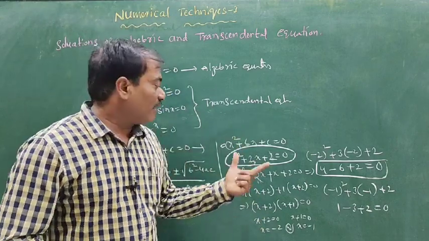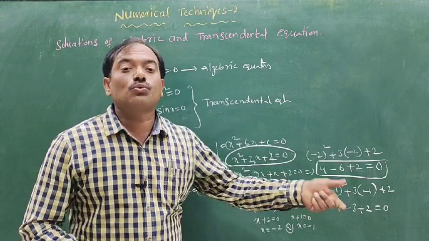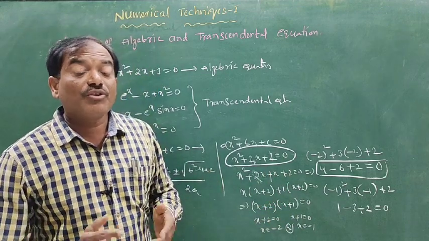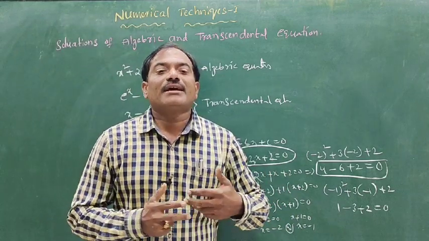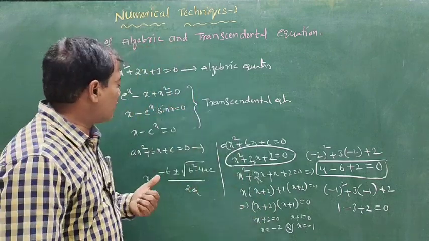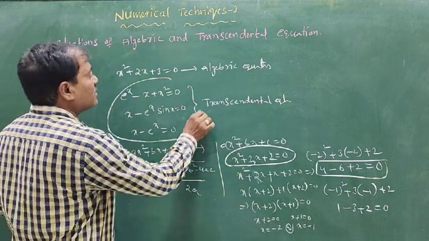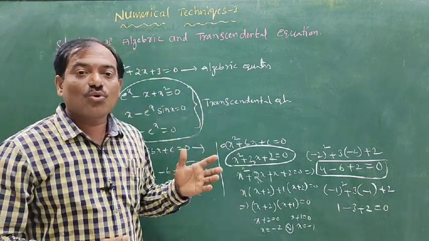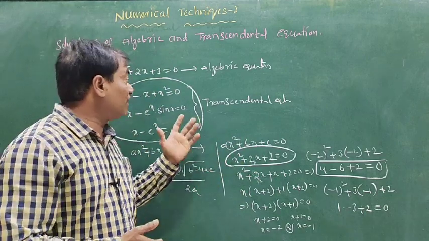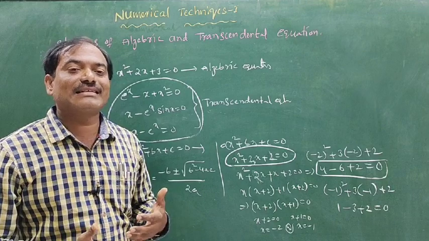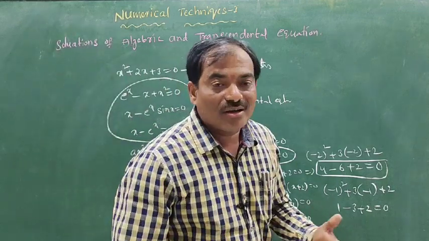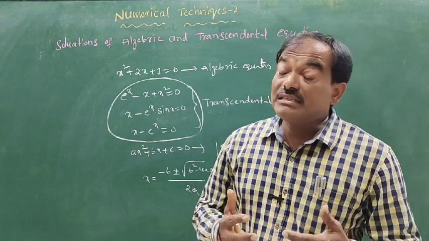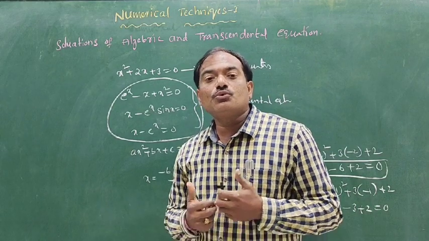In the direct method we get exact roots or exact zeros of the given equation. And we have the indirect methods, which are said to be numerical methods. For example, these kinds of equations are said to be transcendental equations. There is no direct method applicable. If the transcendental equations are given, the direct method is not applicable. For these kinds of equations, we have to use numerical techniques.